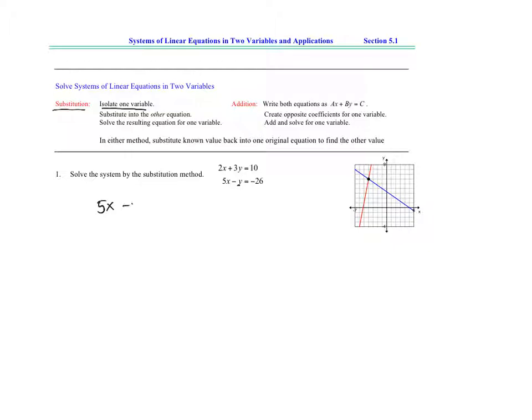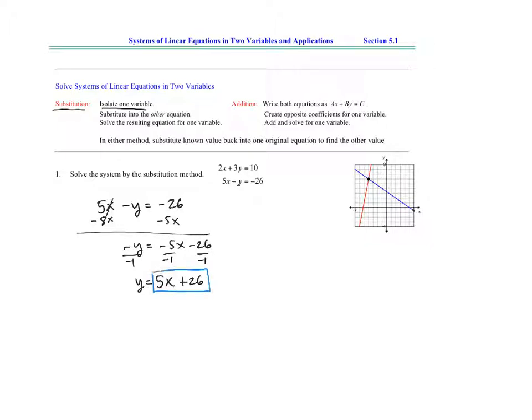So 5x minus y is equal to negative 26. I'm going to subtract 5x from both sides. So I would get negative y is equal to negative 5x minus 26, and then just dividing by negative 1 here, we're able to rewrite this as y equals 5x plus 26. So that's the first step, isolate one of the variables. Okay, now the second step is to substitute that into the other equation.